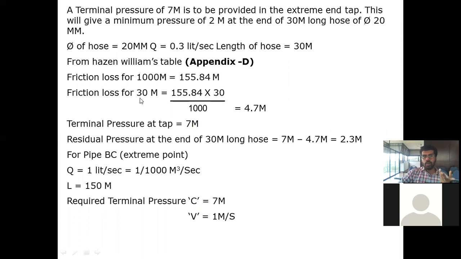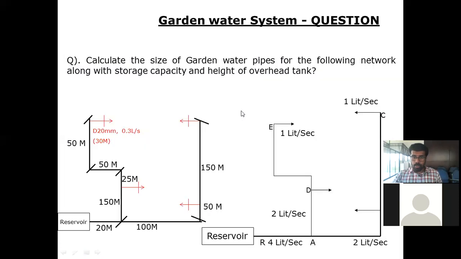Then for 30 meter, how much will it be? 155.84 divided by 1000 into 30. So when you calculate it, you will get 4.7 meter. Understood? 4.7 meter is the frictional loss. So 4.7 will be the frictional loss at this line.